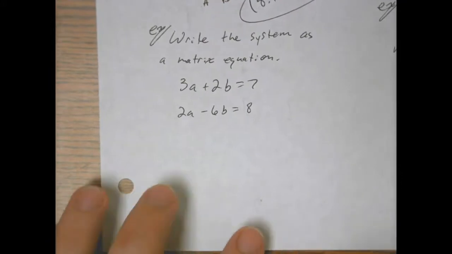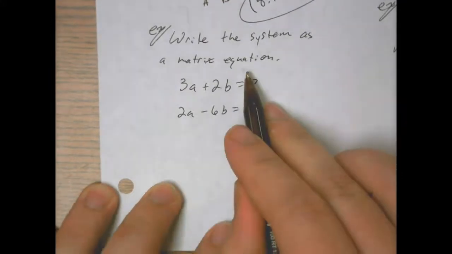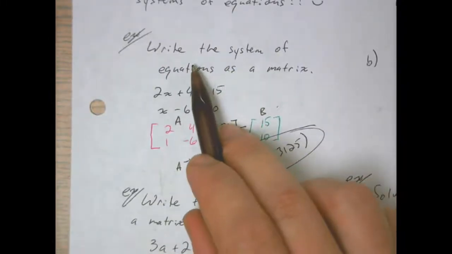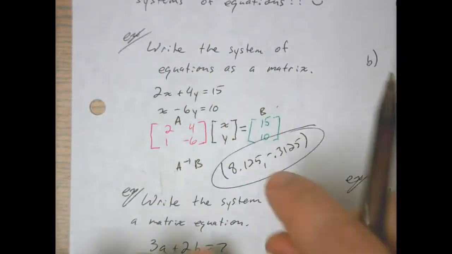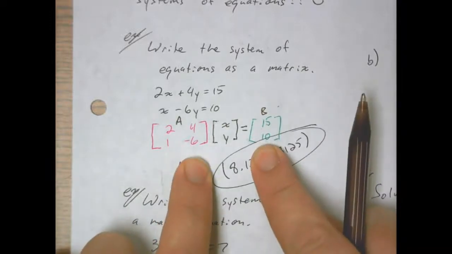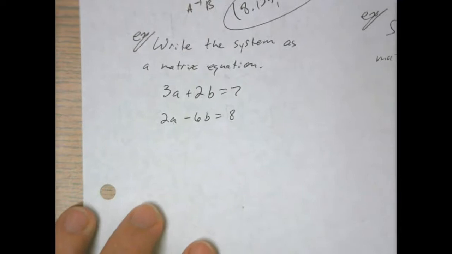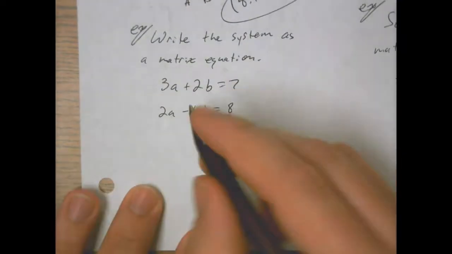All right, same sort of idea. So again, write the system of equations as a matrix equation. Oh, didn't even have to solve that. I'm sorry, I should have read the directions. Write the system of equations as a matrix. In doing this, that was writing it as a matrix. Bad. But that saves us some time later. So write the system as a matrix equation.